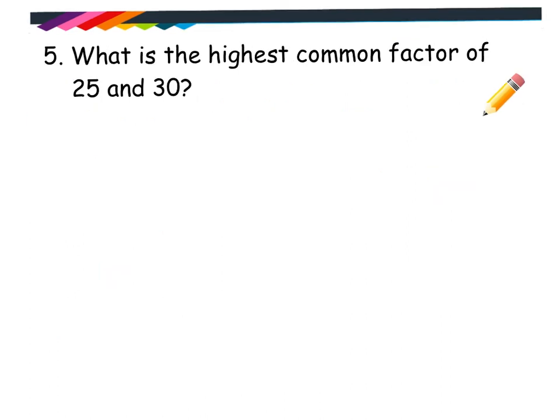So question 5, what is the highest common factor of 25 and 30? So let's write out the factors of 25. So the factors of 25 are 1 and 25. And then it's just 5. So that's the factors of 25. I didn't really need to space it out as much as that.